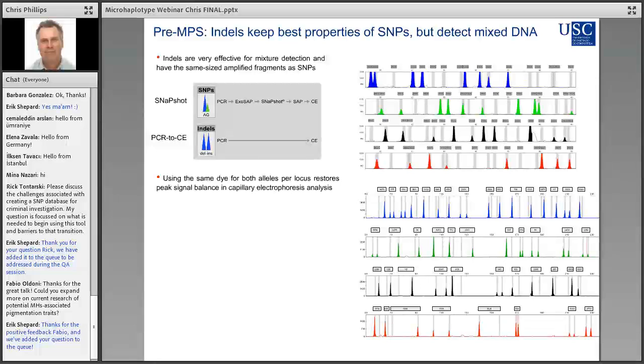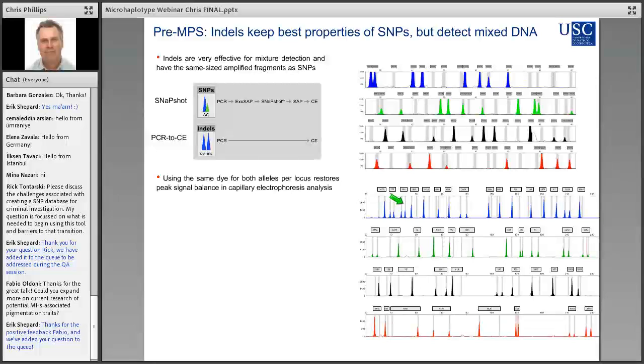The SNaPshot profile I've got here shows a wide range of peak heights within any one marker, and this is unmixed DNA. This is just normal control DNA. So our answer to this was to use indels, because with indels you can use the same dye within any one indel, so you get much more balanced peak heights. Here are two examples of the same blue dye being used within any one indel, and you get nice balance.